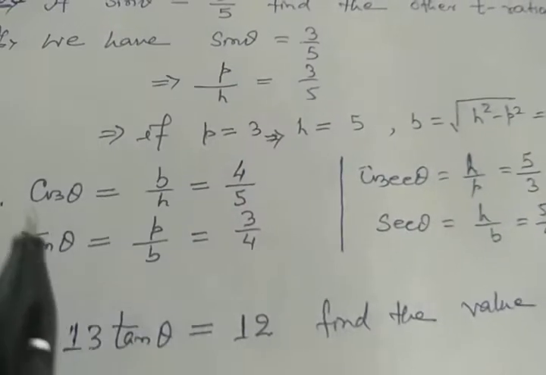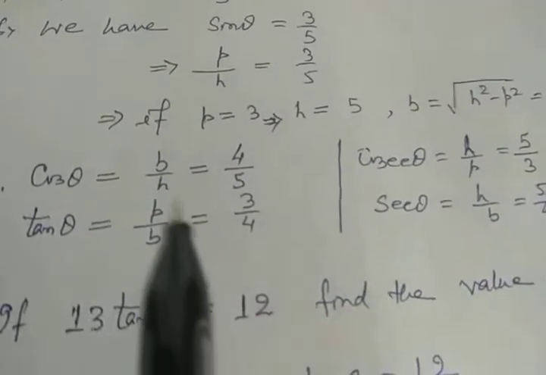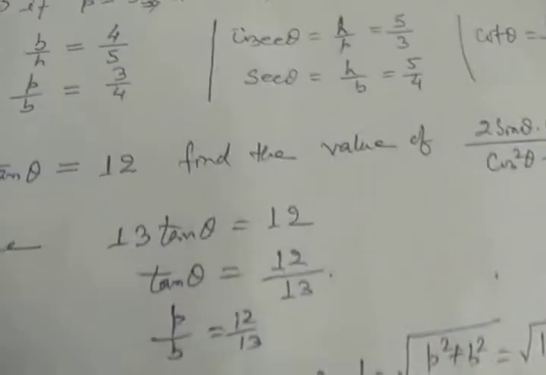Sin theta is already given. So cos theta is B by H, 4 by 5. Tan theta is P by B, 3 by 4. Cosec theta, sec theta and cot theta similarly. Now just see another type of problem.